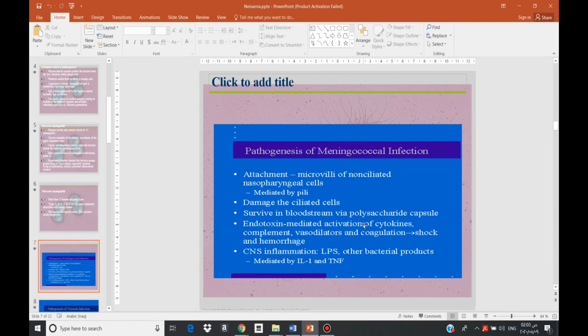And then by the action of the endotoxin الموجود بالبكتيريا lead to the activation of the cytokine complement system, lead to the vasodilation and coagulation, and the end stage lead to the shock and hemorrhage. إذن the most important pathogenesis of the Neisseria meningitis cause inflammation, central nervous system inflammation, and lead to the production of the pro-inflammatory cytokine. كل احنا نعرف pro-inflammatory cytokine هي الانترلوكين 1 and tumor necrosis factor.